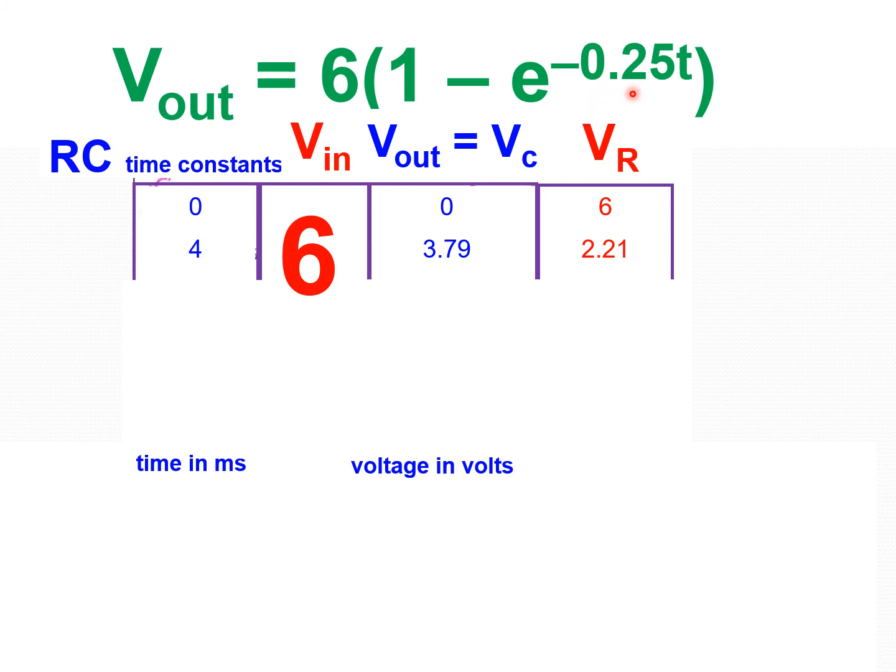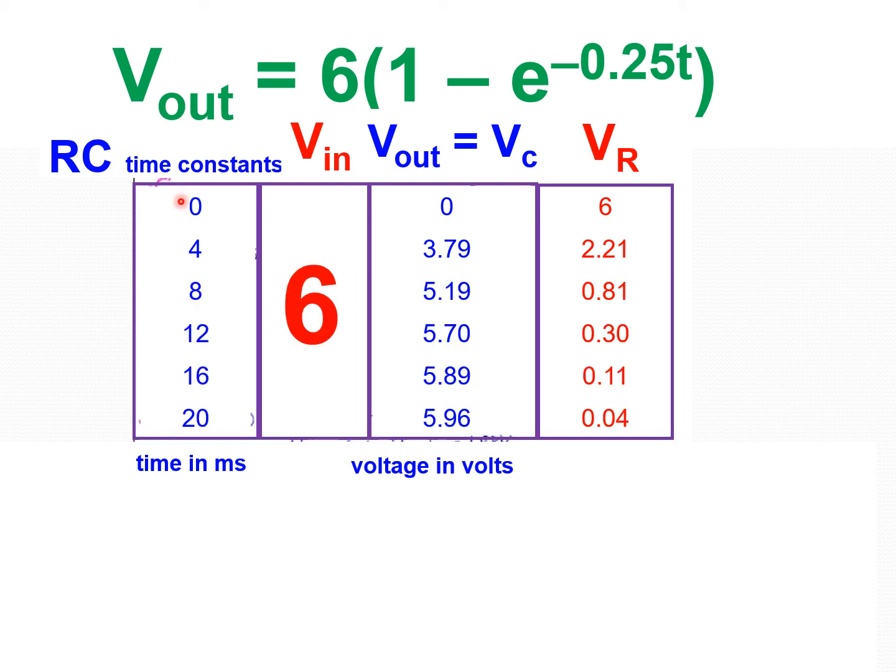Now after one time constant, 4 milliseconds, substituting 4 in for t, we get e to the minus 0.25 by 4, which corresponds to e to the minus 1. And you can check that out, and we'll verify it in a few minutes. The output voltage will then come out to be 3.79, and then the voltage across the resistor then has to be 6 take away 3.79. So we generate this table now for the various time constants up to 5 time constants.